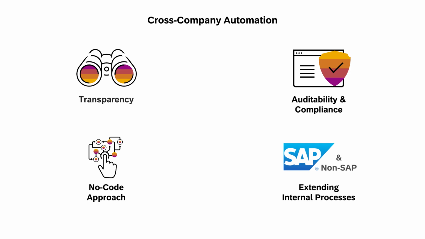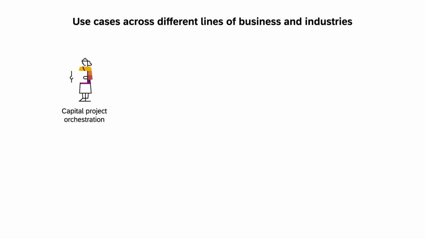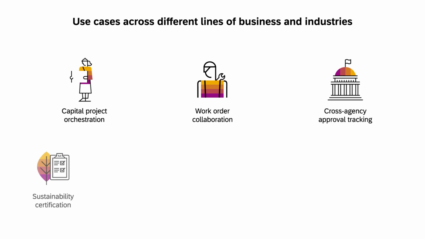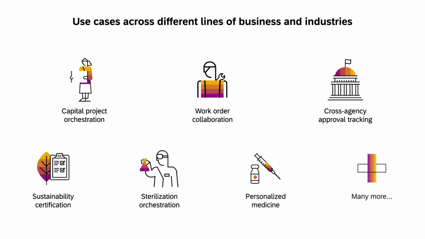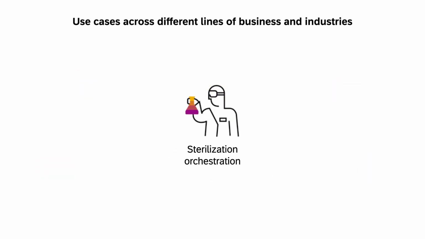A no-code approach allows us to configure collaborations that extend internal processes. Use cases in many industries can benefit from these capabilities. For example, the orchestration of capital projects, the orchestration of tasks with external service providers in asset management, and many more. Let's investigate one example in detail.